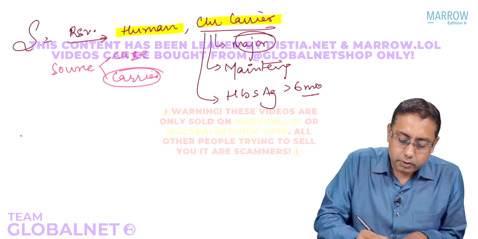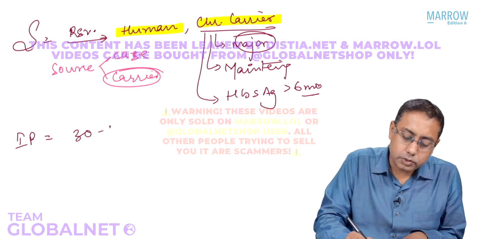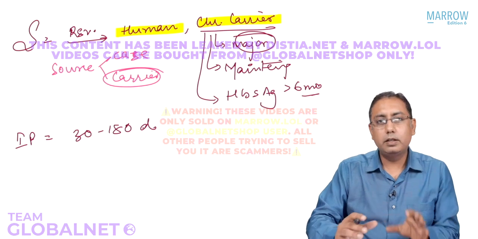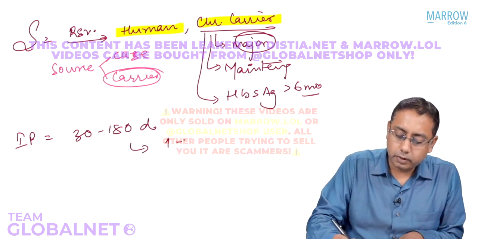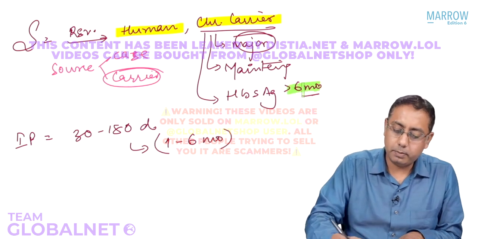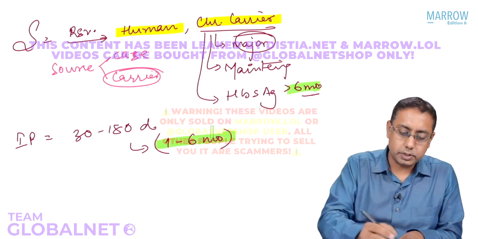If you talk about the incubation period, hepatitis B ranges from 30 days to 180 days. So I just remembered that in hepatitis B, the chronic carrier stage is 6 months and the incubation period is also ranging from 1 to 6 months. That's how it made it easy for me to remember that the chronic carrier stage is 6 months, the incubation period is also 6 months.